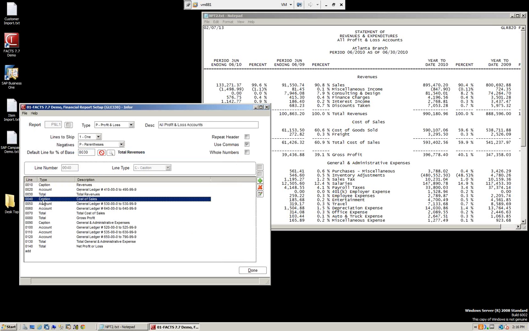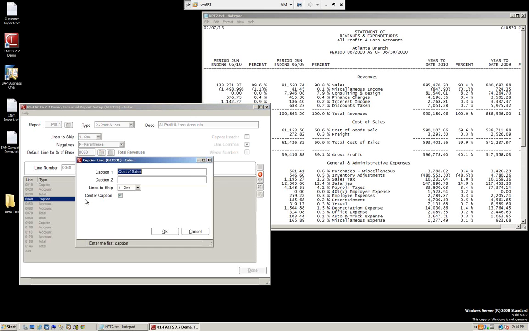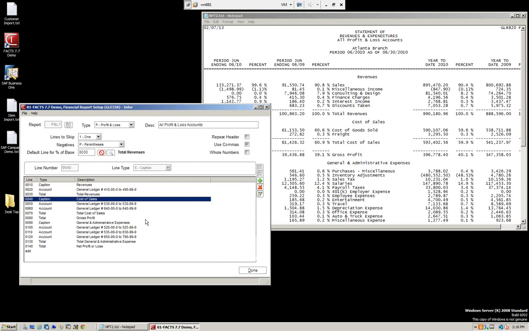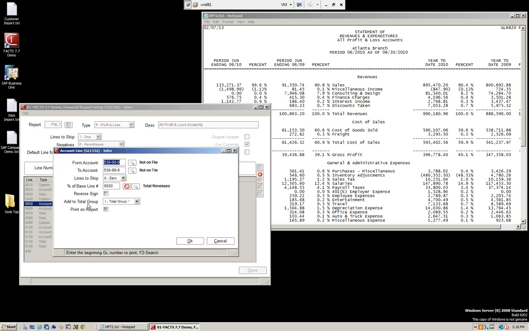Okay, and then the same thing, we can see cost of sales. Line 40 is a caption. And you can see here, again, cost of sales, we're skipping a line, and we're centering the caption. And here I'm using two sets of accounts for line 50 and 60. Again, the same principle. I know all my cost of sales start with the 530s, so I just want to grab the whole thing. Again, I'm not skipping any lines in between. And my base is always going to be line 30, which was the total revenues.